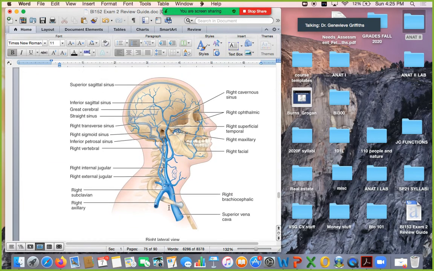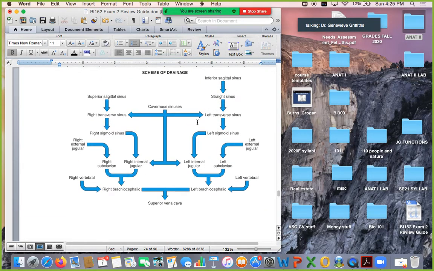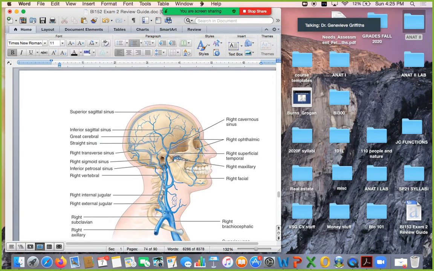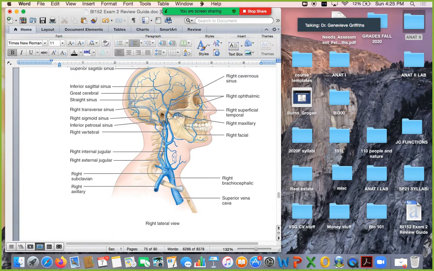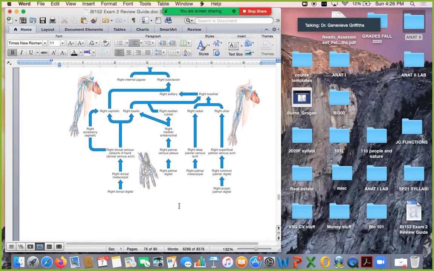And that looks kind of like this. Superior sagittal sinus draining into, and here's the inferior sagittal sinus. These are both going to be connected by the transverse sinus and the cavernous sinus. That's going to allow some crosstalk, and then we're going to have some more drainage occurring from the right vertebral, the internal and external jugulars, all of that feeding into the subclavian, then into the brachiocephalic, into the superior vena cava.